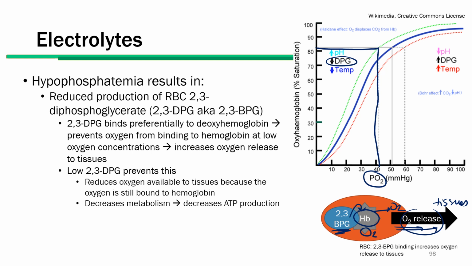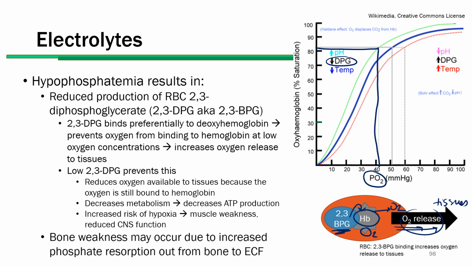If we don't have the oxygen out there, we can't produce ATP because we can't go through the full process of the electron transport chain to clear out that hydrogen. Increases the risk of hypoxia, muscle weakness, reduced central nervous system function because we can't generate enough oxygen release to get that ATP production going. Bone weakness may also occur if phosphate's lower because there would be increased phosphate reabsorption out of the bone to the extracellular fluid to try to make up that balance, and then the bone is going to be weaker.